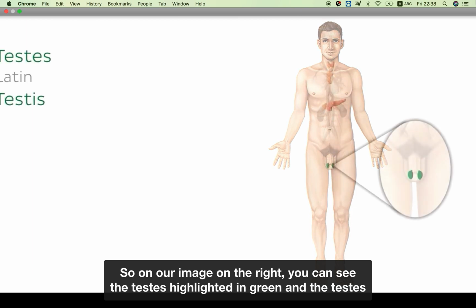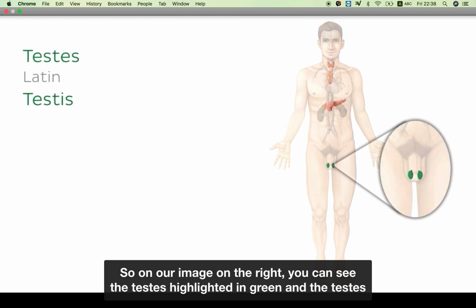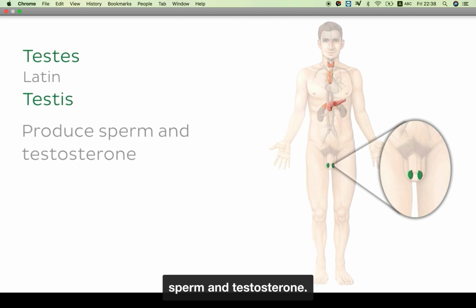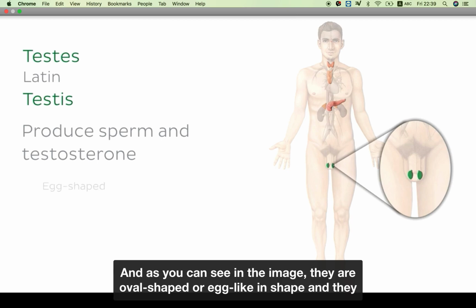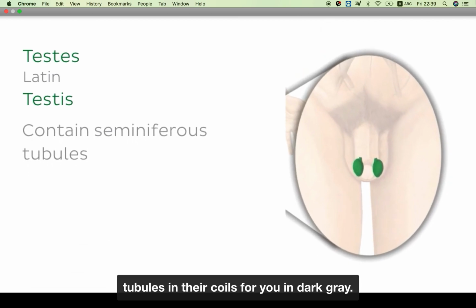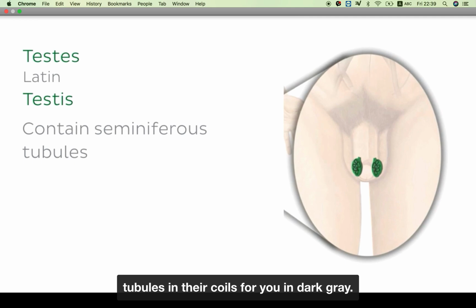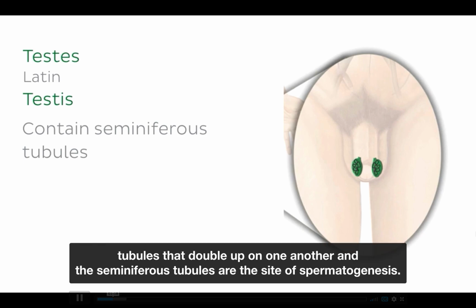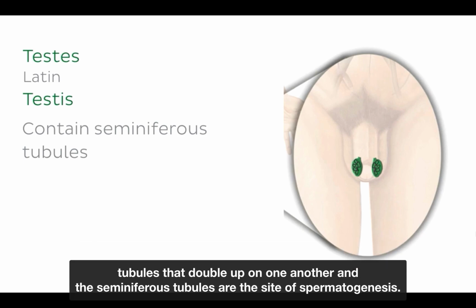So in our image on the right, you can see the testes highlighted in green, and the testes are the primary male reproductive organs, as they're responsible for the production of sperm and testosterone. And as you can see in the image, they are oval-shaped, or egg-like in shape, and they contain seminiferous tubules within their lobules. And I've drawn in the seminiferous tubules in their coils for you in dark grey. The seminiferous tubules make up the majority of the contents of the testes and are thin coiled tubules that double up on one another. And the seminiferous tubules are the site of spermatogenesis.